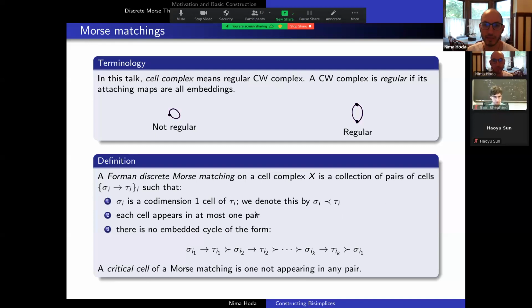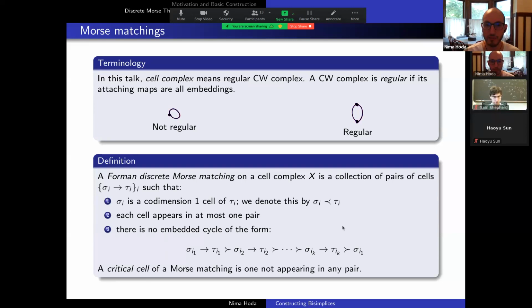Second condition is that each cell appears in at most one pair. So cells don't have to appear in pairs, but if they appear, it should be at most once. So if a cell appears on the left-hand side of a pair, it shouldn't appear anywhere else on the left or right of any other pair. And also if it appears on the right-hand side of a pair.